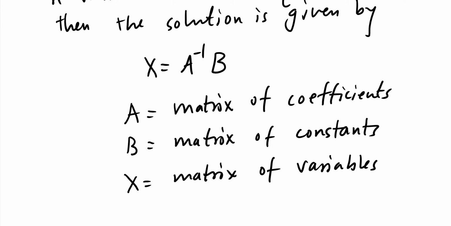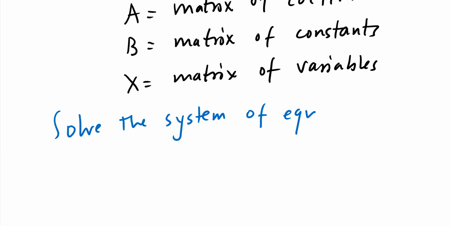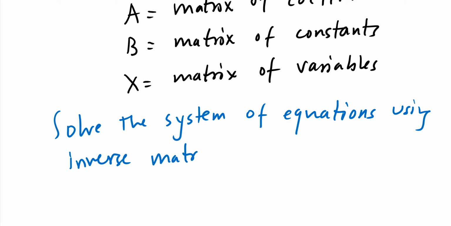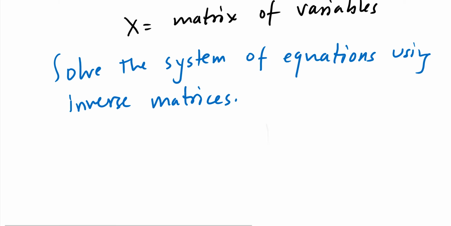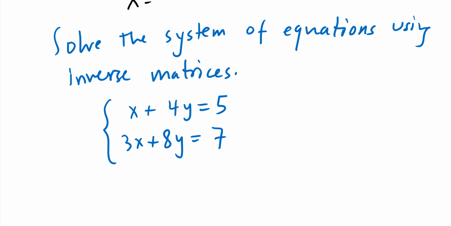So let's see how to do that. Solve the system of equations using inverse matrices. So this is the system: x plus 4y equals 5, 3x plus 8y equals 7.